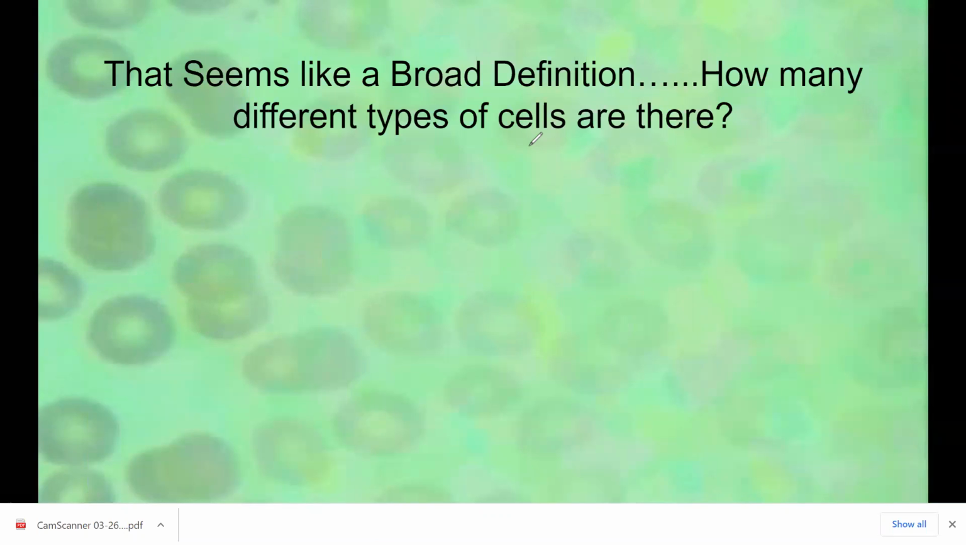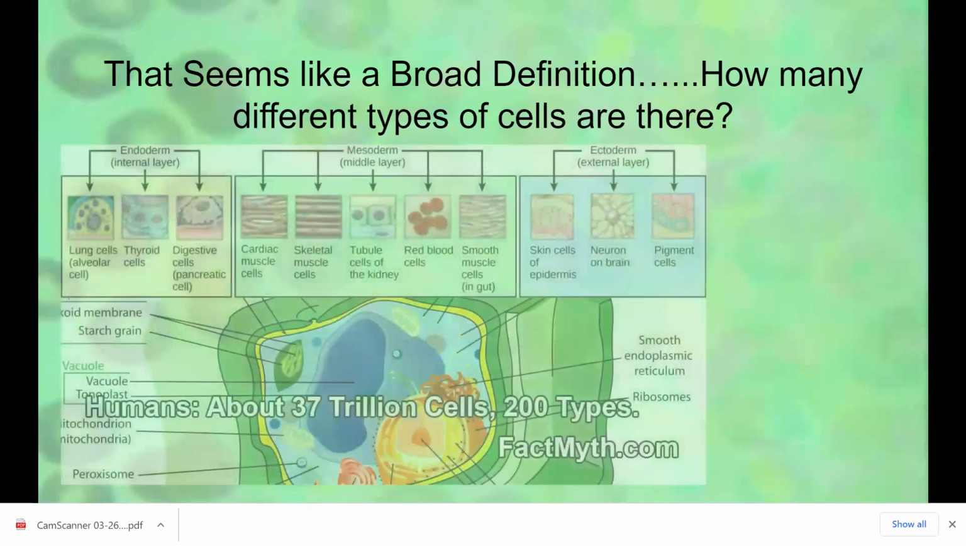Again, though, that's a pretty broad definition. If all you need to do to be considered a cell is have a membrane, have genetic material, and do those things, there's got to be a ton of cells, and there are.